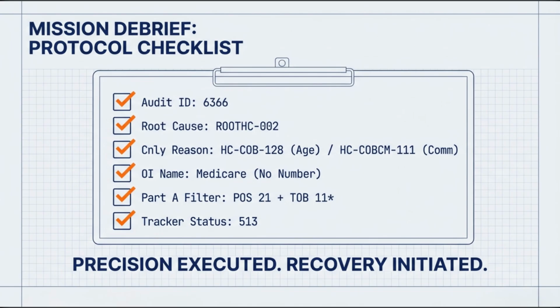Now for some serious filtering. Part A filter, POS 21 plus TOB 11 asterisk. Remember what that means? We're targeting inpatient hospital claims, place of service 21, and any type of bill starting with 11. This filter ensures we grab only the relevant Part A claims for review, precision at its finest. And the ultimate win, tracker status 513. This means Medicare is primary, and we've successfully built and coordinated those claims. Recovery initiated. That's the result we always strive for, isn't it?